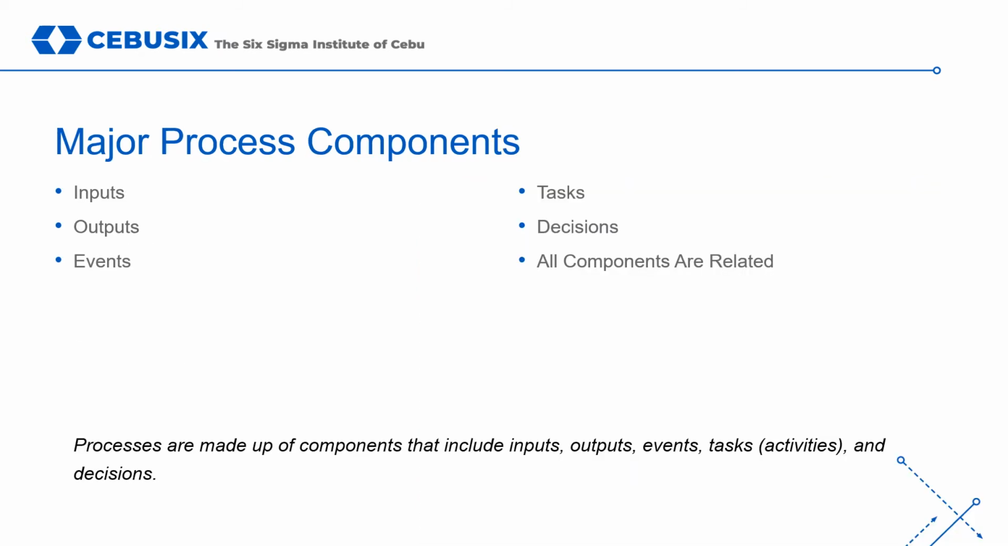Processes are made up of components that include inputs, outputs, events, tasks, activities, and decisions. In this section, we are going to take a closer look at the major process components, such as inputs and outputs, as well as the many events, tasks, and decisions that turn an input into the value-added output we are seeking to produce. We will also explain how all of these components are related and interact with one another in order to accomplish the end goals of the organization.